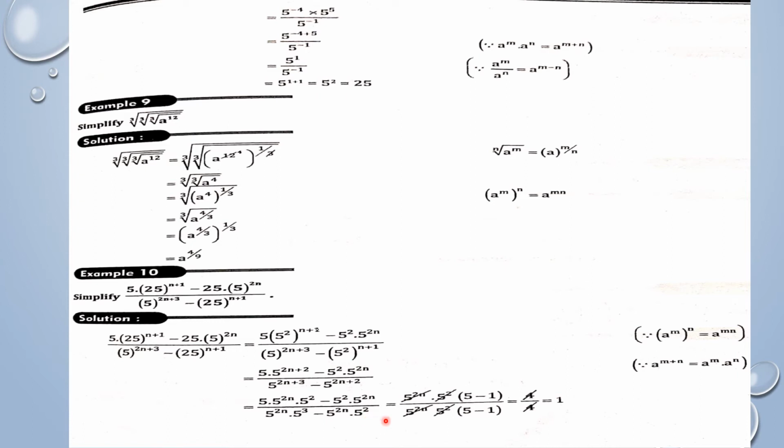So whenever you have a to the power m plus n, that can be written as a to the power m into a to the power n. So take the common terms, 5 to the power 2n and 5 square is common in both numerator and denominator. So the remaining will be 5 minus 1, and here also it will be 5 minus 1. So once you take the common terms, cancel this and you have only 4, and once again 5 minus 1 is 4. So 4 ones are 4. So 1 will be the answer for this sum.